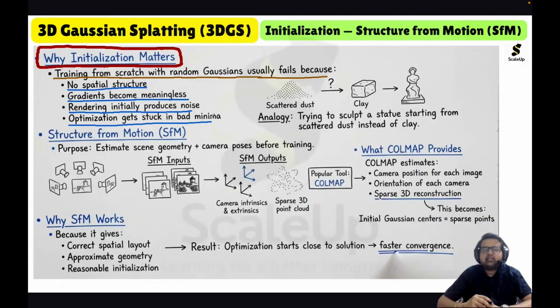So without initialization, we might not be able to optimize it. While updating the parameters to minimize the loss, we might stay stuck in bad minima, and the gradients will become meaningless, so we will not be able to solve the problem. The idea is very clear: if we train from scratch with random Gaussians, we usually never end up with a 3D representation that matches the real image.